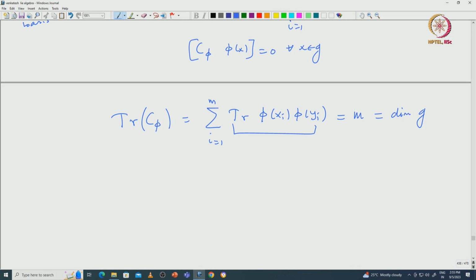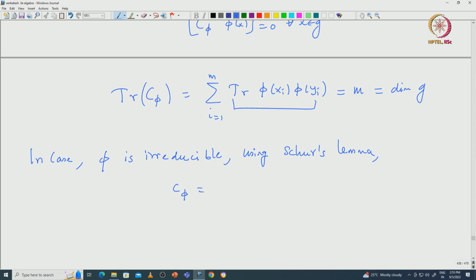This is a very important observation, because if we restrict to pi being an irreducible representation, then using Schur's lemma, we see that the C pi must be some scalar multiple of identity. So, we are specializing to this irreducible case. Using Schur's lemma, this C pi must be some scalar multiple of identity on V.